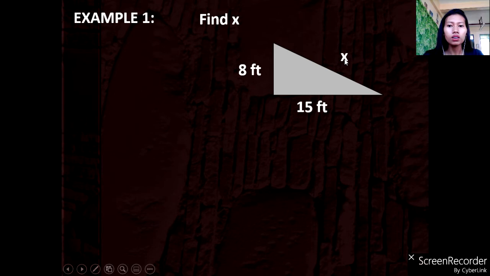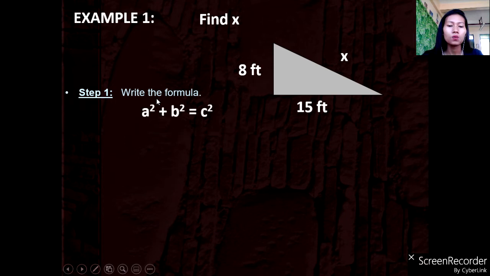So what do you think is x here? So is that the legs or the hypotenuse? Okay, so it is the hypotenuse because it is the longest or the bigger side here. So let's try applying the steps. First is write the formula. So the formula is a square plus b square is equal to c square.